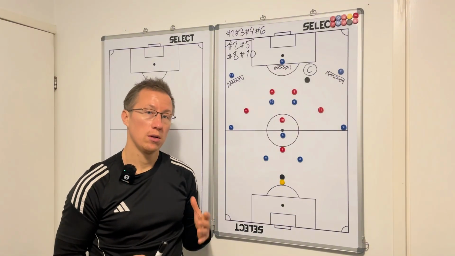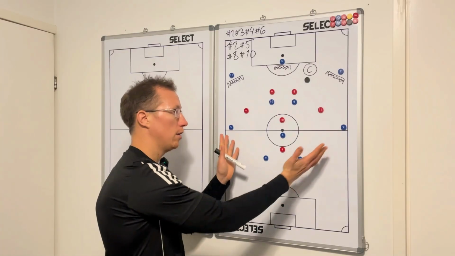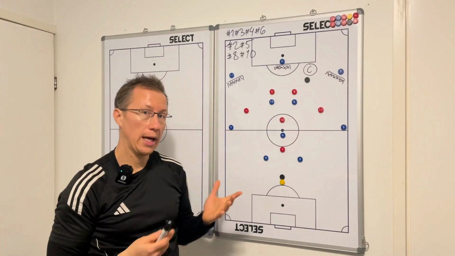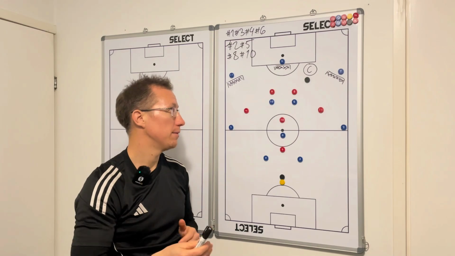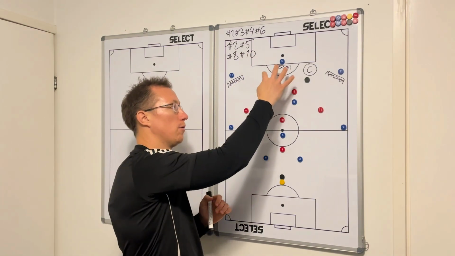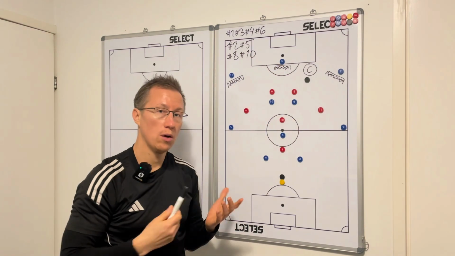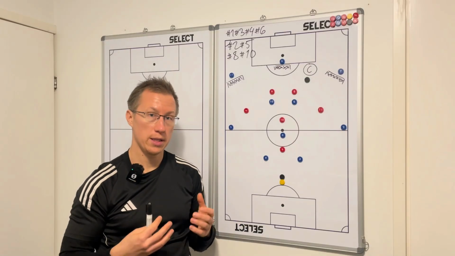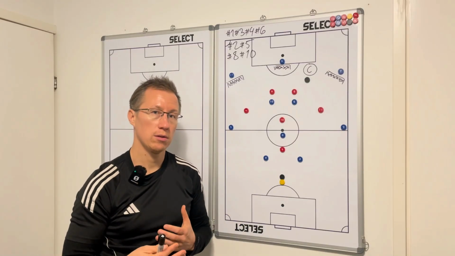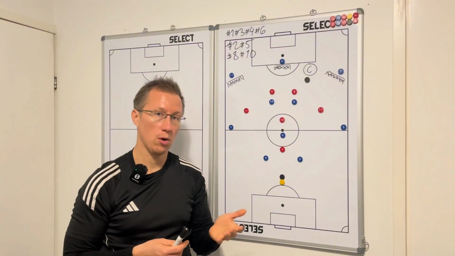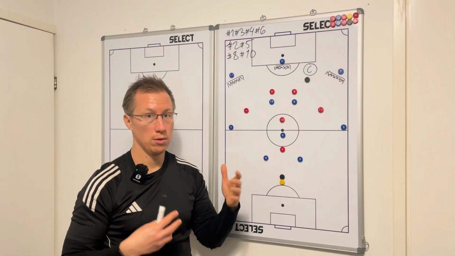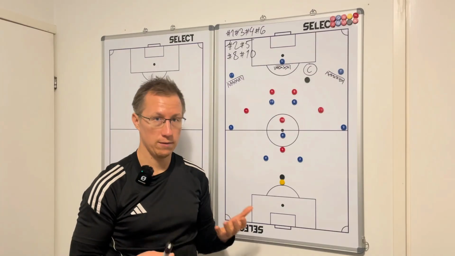In this example, the blue team is playing 4-3-3 and the defending team is defending as 4-2-3-1. You can fine-tune the exercise based on your formation and if you know the formation of the opponent, but you can use the principles I'm going to share with different formations.